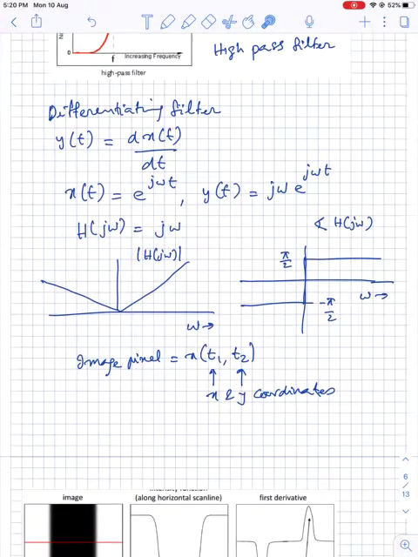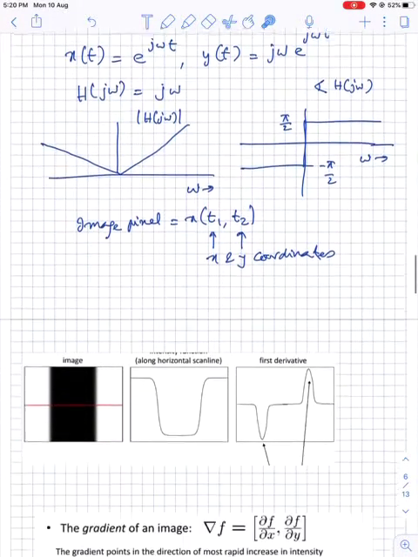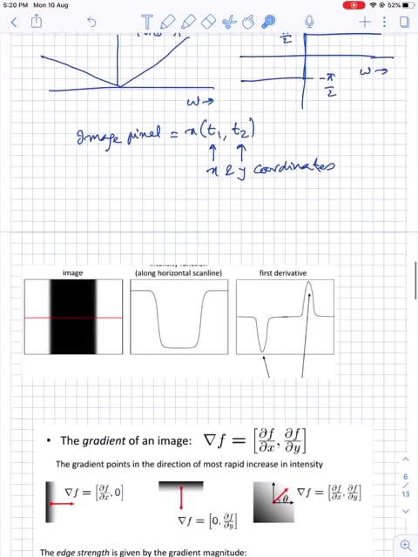So how is this filter useful? This kind of differentiating filter is useful in images. For example, suppose you consider an image signal x(t1, t2), where t1, t2 are not time here. Actually, an image is a 2D function of two spatial coordinates, x coordinates and y coordinates. So this is an image signal. Now suppose this part of an image is an edge. This is a vertical edge in an image.